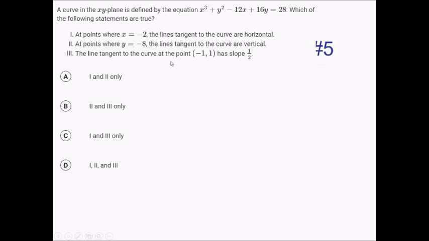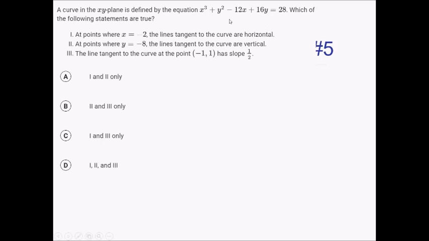For this problem, we're given this crazy equation here, and we want to figure out which of these statements is true. So we've got at points where x equals -2, tangent lines are horizontal, y equals -8, tangent lines are vertical, and then the tangent line at -1, 1 has a slope of 1/2. These are all talking about tangent lines. So that means that we need to figure out the derivative of this equation up here.